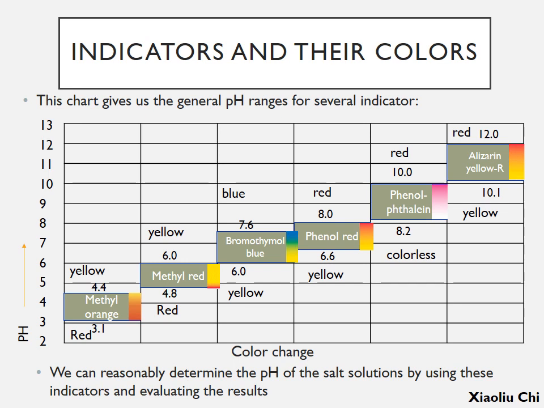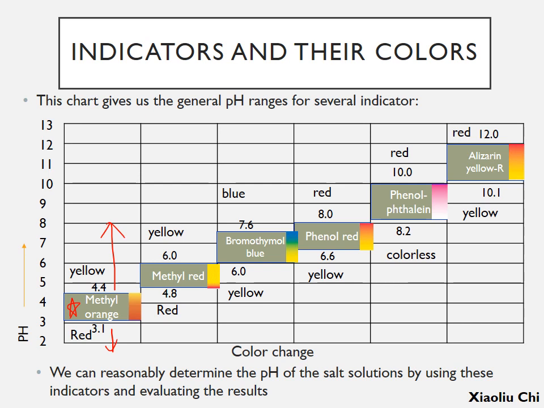In this lab, you're going to use several indicators to estimate the pH range for some salt solutions. Indicators are chemicals that change color at different pH values. For example, methyl orange appears yellow when pH is above 4.4, but changes to red when pH is below 3.1. In between, it appears orange.